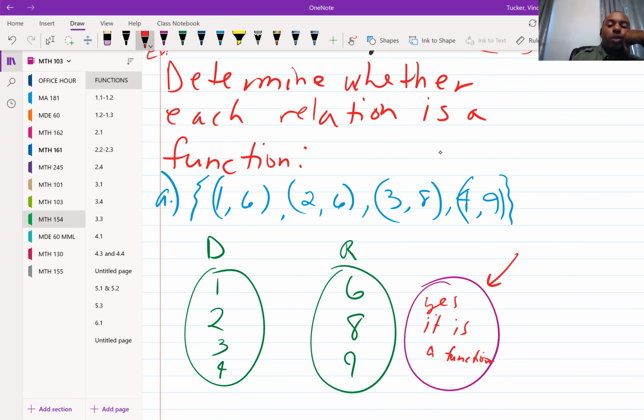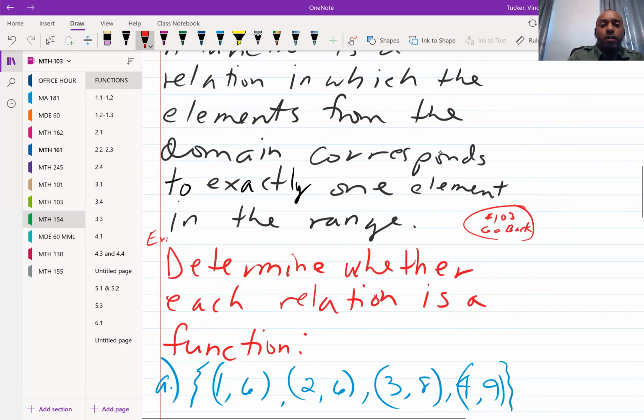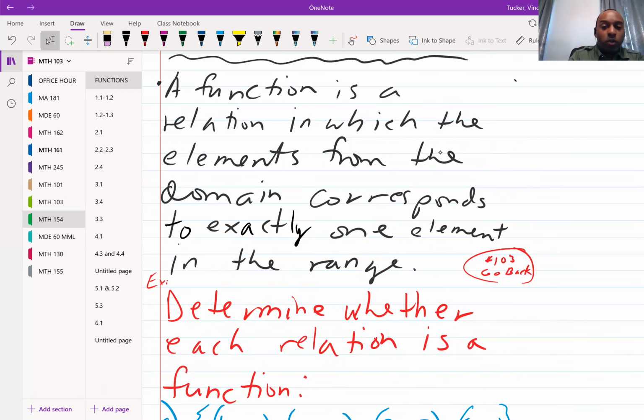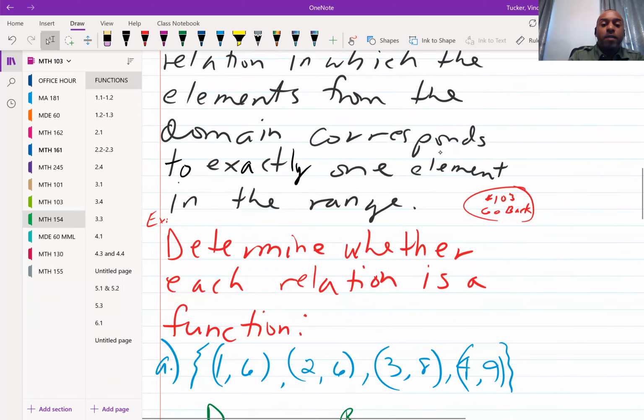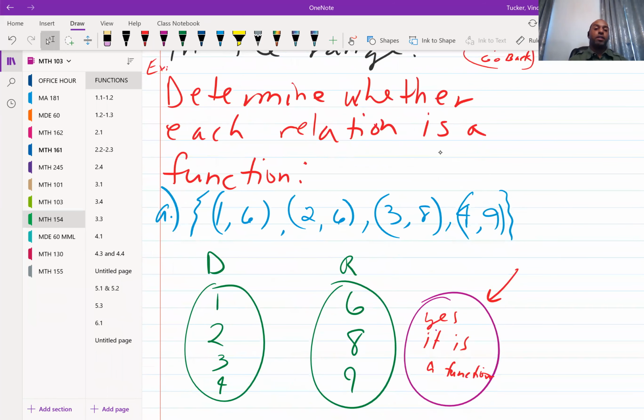All right. So we're going to create a mapping. In other words, 1 goes to what, 2 goes to what, 3 goes to what, 4 goes to what. Now, don't forget the definition of the function. Each element in the domain corresponds to exactly one element in the range. So if you can answer yes to that statement, does each element in your domain go to just one element in the range, then it is a function. So 1 goes to 6, and it only goes to 6. So that's yes.